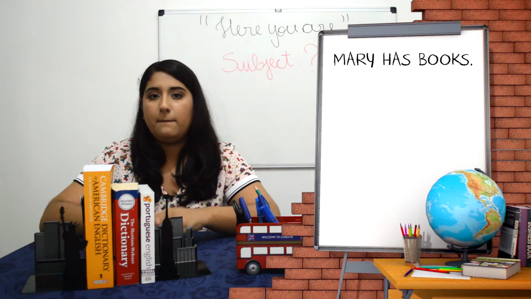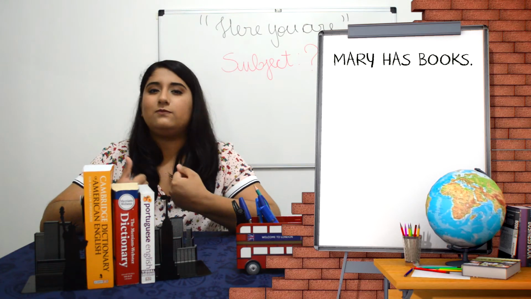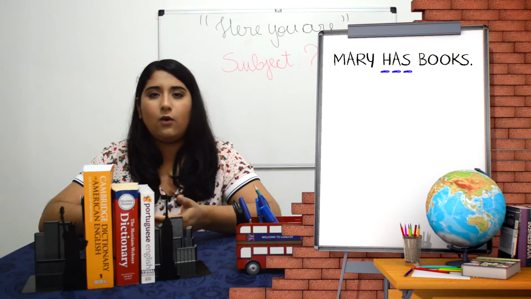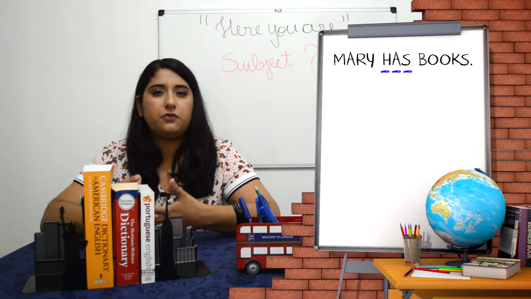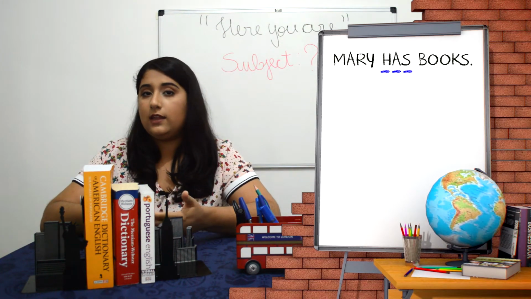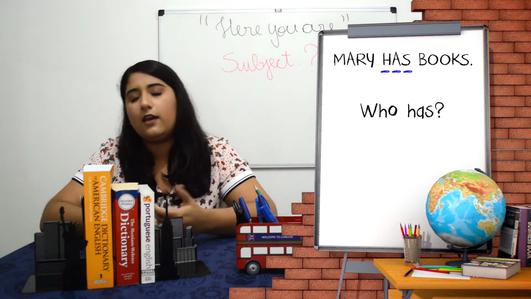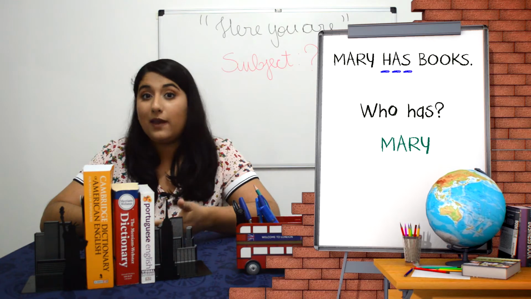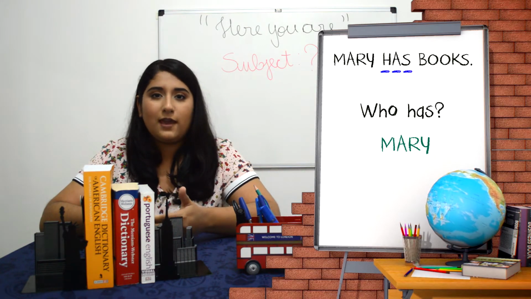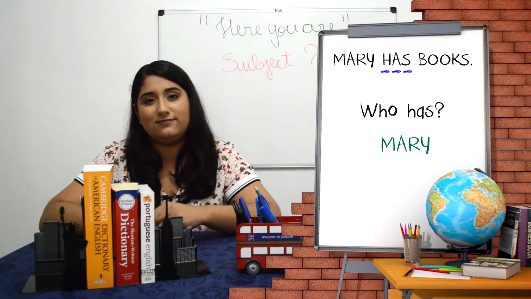For example, Mary has books. What's the verb in this sentence? To have. Now we have to ask, who is performing the action that the verb is indicating? In this case, we can ask, who is performing the action of having or who has? And the answer is Mary. Therefore, Mary is the subject of the verb to have in this sentence.